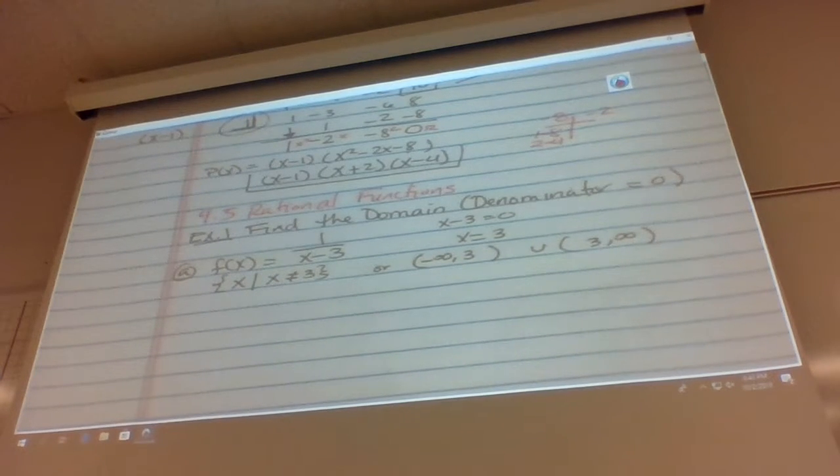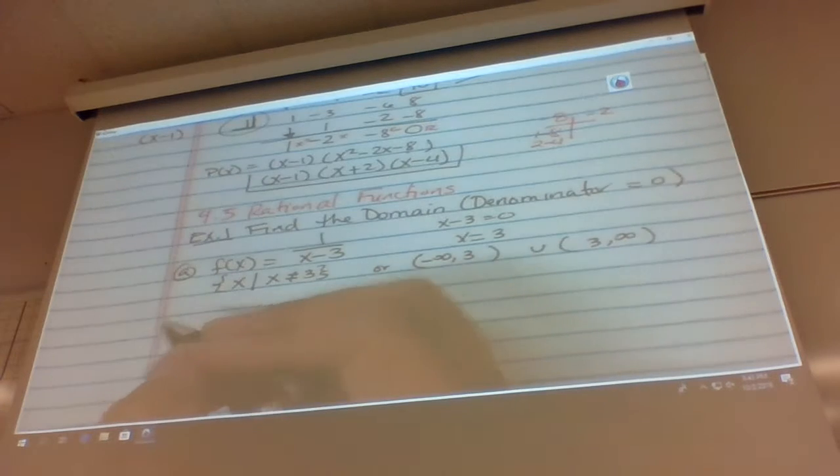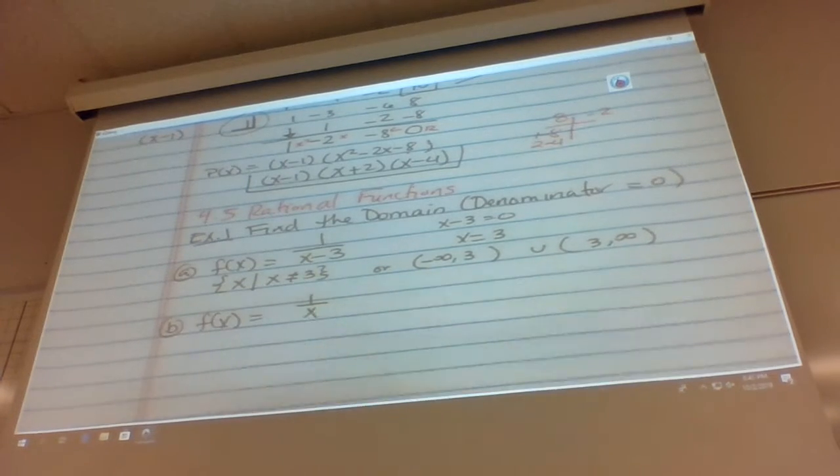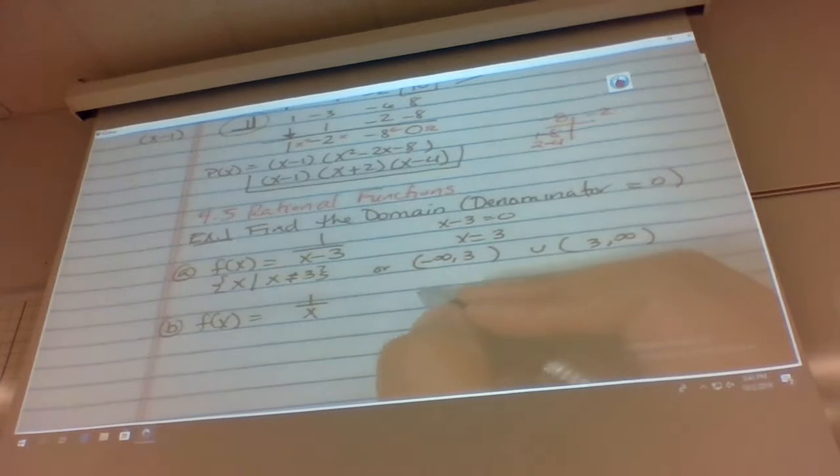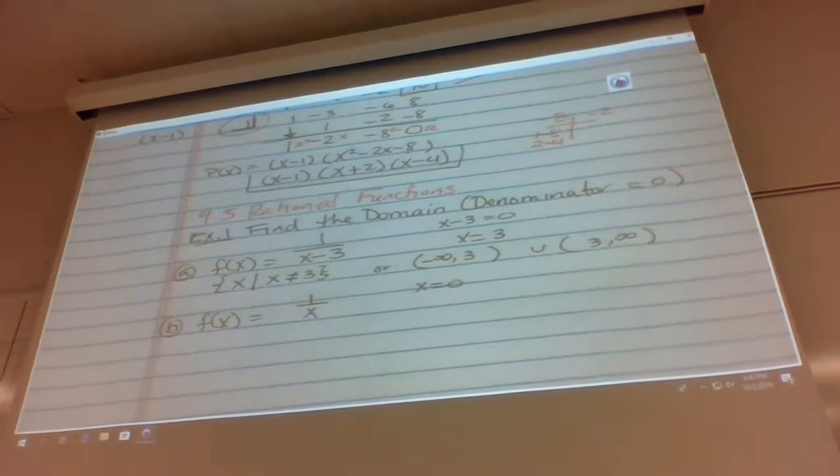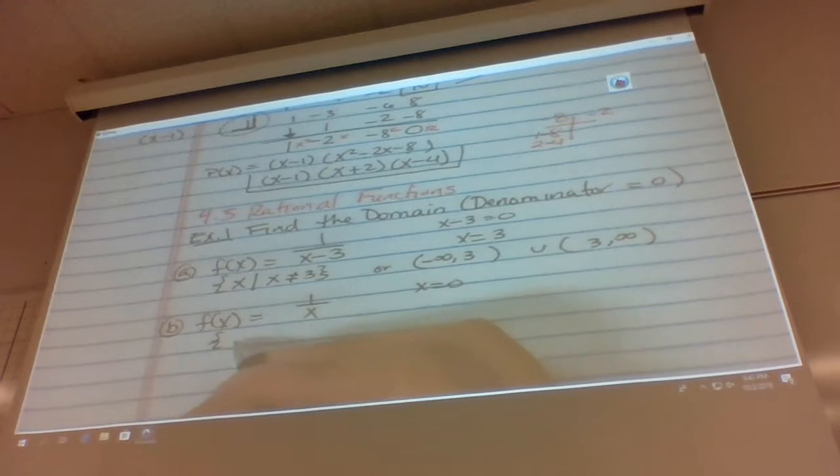F of x equals 1 over x. Who's your denominator? The x. So we set that equal to 0, and it's already solved. So all x such that x cannot equal 0. And then my interval notation is negative infinity to 0, and 0 to infinity.